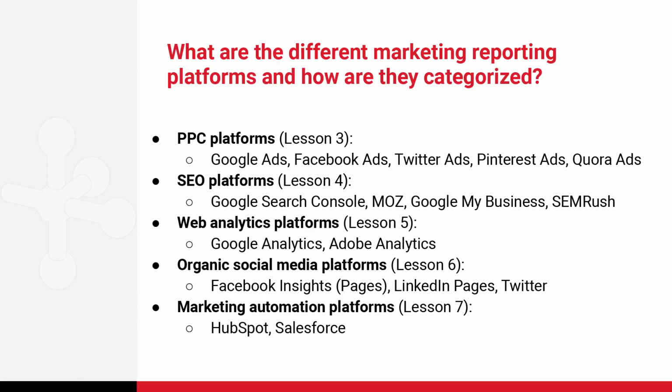What are the different marketing reporting platforms and how are they subcategorized? First, there are PPC platforms or paid advertising platforms such as Google Ads, Facebook Ads, Twitter Ads, LinkedIn Ads, and more. Next come the SEO platforms such as Moz, Google Search Console, Google My Business, and SEMrush, to name a few. Next, there are web analytics or just analytics platforms such as Google Analytics and Adobe Analytics. Then there are organic social media platforms such as Facebook Insights or Facebook Pages, LinkedIn Pages, or Twitter, etc. Marketing automation platforms come next, and these include HubSpot and Salesforce.